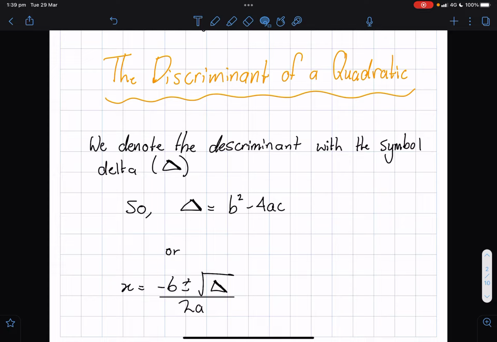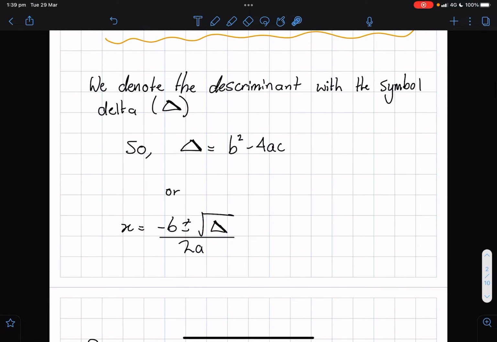G'day team, welcome back. So we're going to be moving swiftly on from the quadratic formula and looking at the discriminant of a quadratic. The discriminant is actually involved with the quadratic formula, so it's a good follow on from the quadratic formula. We denote the discriminant with the symbol delta. Delta looks like this triangle with one bold side, so it's a Greek letter, okay?